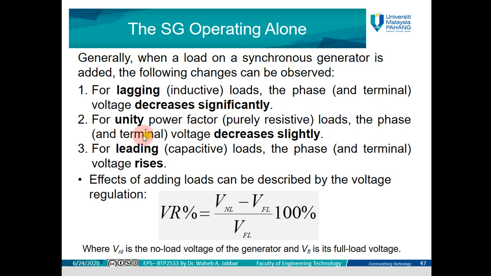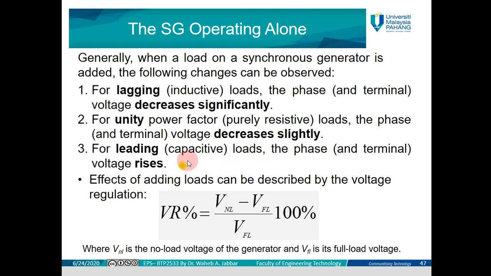If the power factor is unity, that means our load is a purely resistive load. In this case, the value of cosine theta is equal to 1, and the phase or terminal voltage of the synchronous generator will decrease, but only slightly. This is the ideal case, where we have a resistive load only.